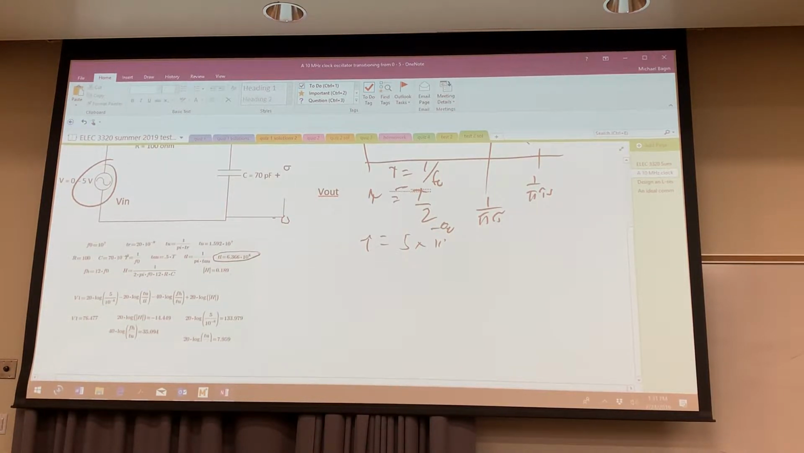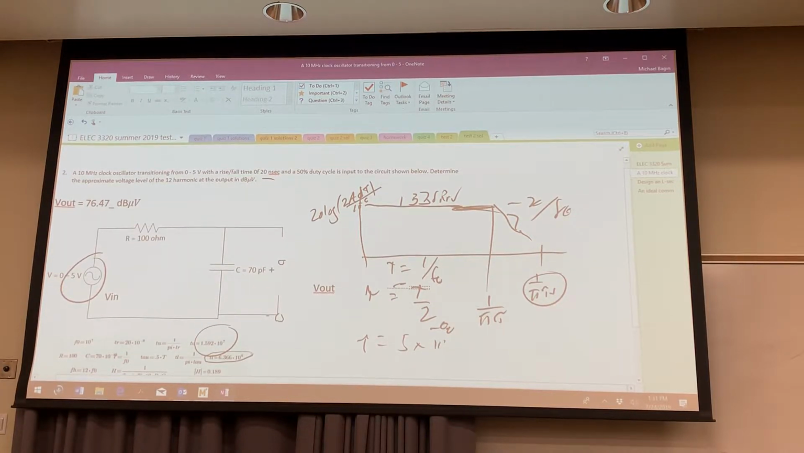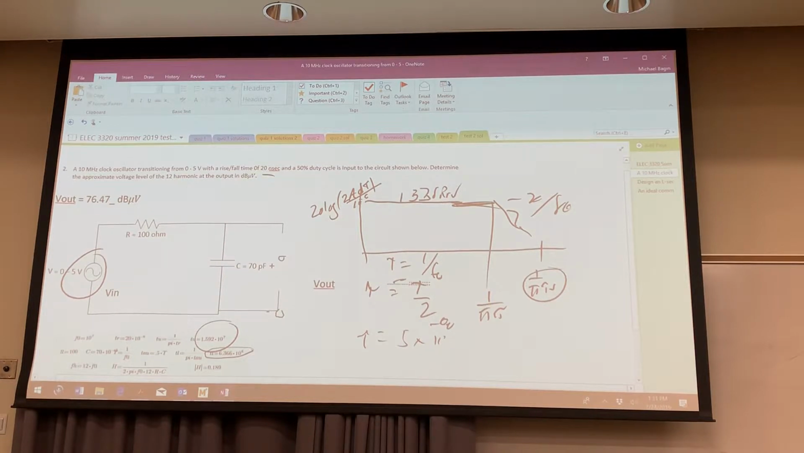And the high frequency, where is that? I'm looking for it. This is 1 over pi tau rise. Oh, this is it, 15.92. Follow me? Now, if you have that, finally, I wanted the value out at the 12th harmonic. So if the fundamental is 10 megahertz, the 12th harmonic would be 120 megahertz.